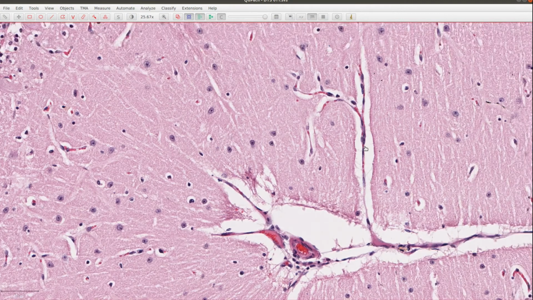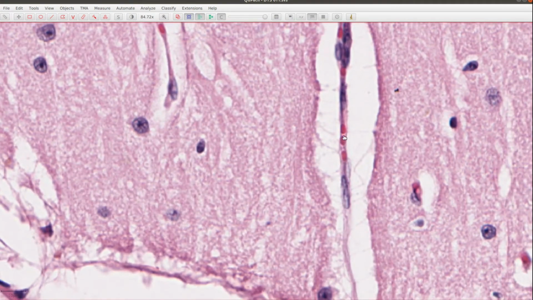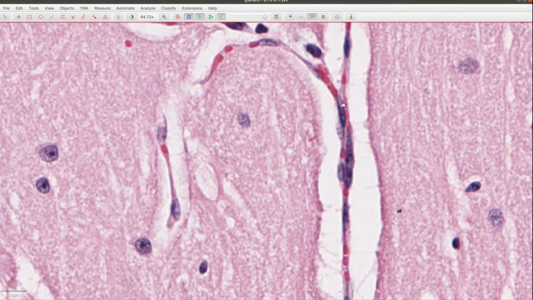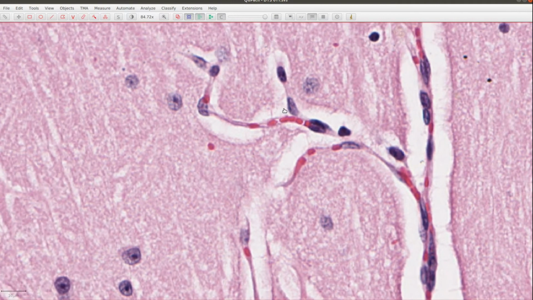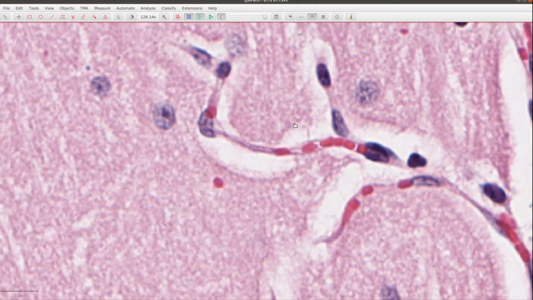And this, look at this beautiful capillary here. You can just see the single red blood cell squeezing through the lumen and the endothelial cells, or at least the nuclei, forming the body of the capillary. I mean, look at this. This is beautiful. Single red blood cells fitting through a capillary.